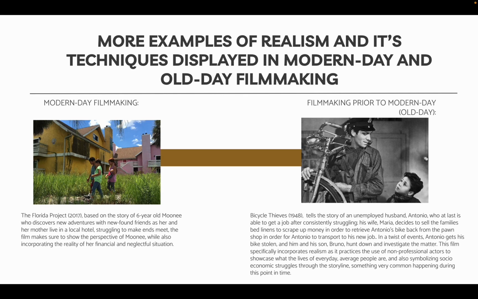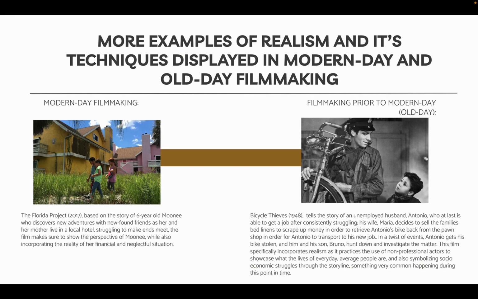His wife, Maria, decides to sell their bed linens in order to scrape by money because his bike, or a bike that he wanted, I am actually, yeah, it was a bike that he previously had.